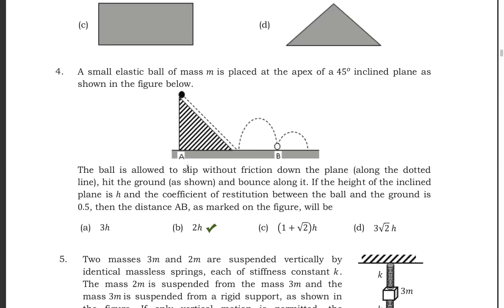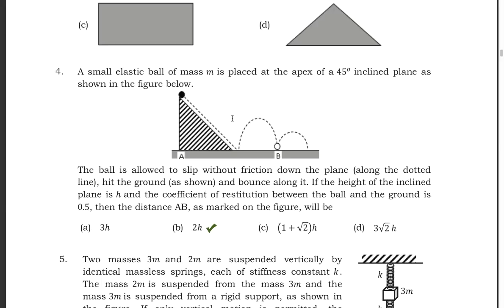Now the ball is allowed to slip without friction down the plane along the dotted line, hit the ground as shown, and bounce along it, like it bounces and then goes like this. If the height of the inclined plane is h, and the coefficient of restitution between the ball and the ground is 0.5, then what is the distance AB marked on the figure? Okay, so let's do it.